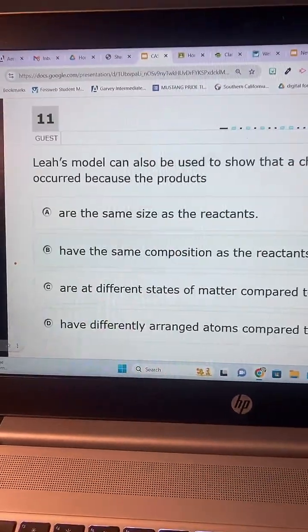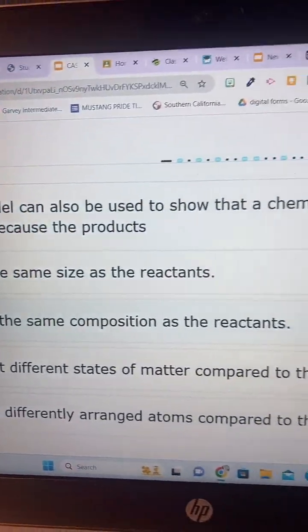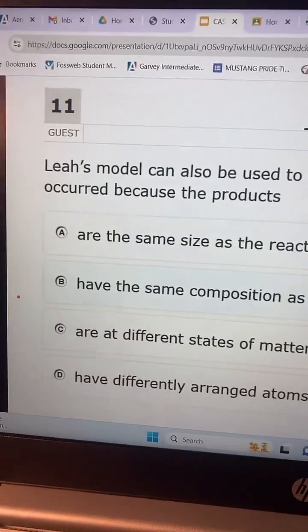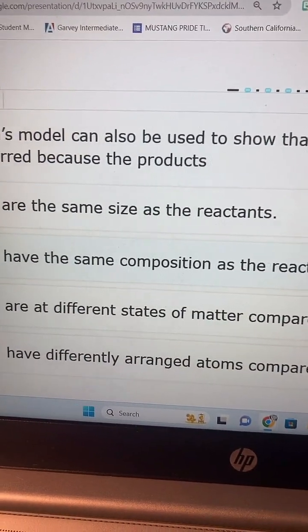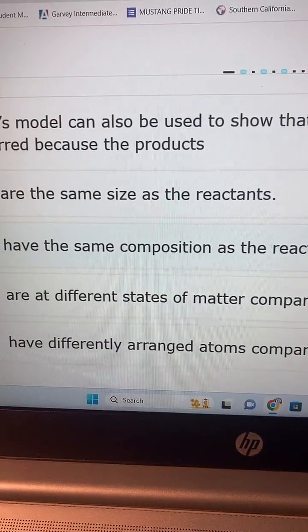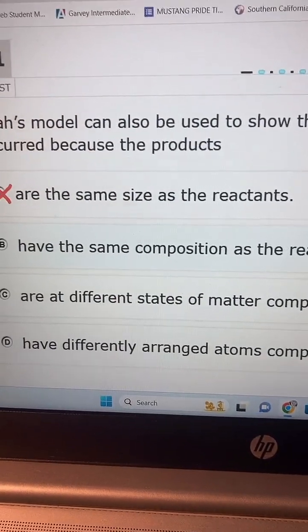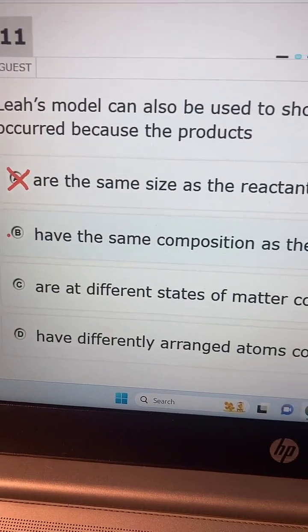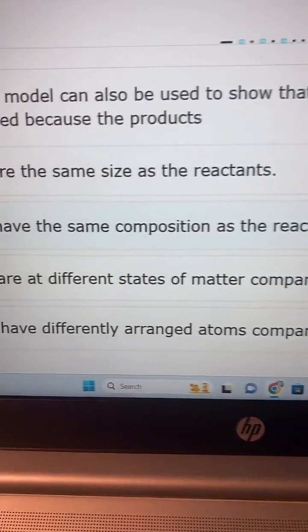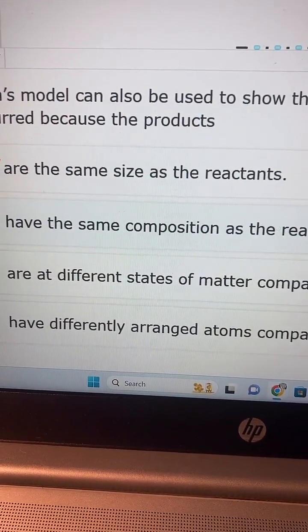Let's look at the last problem. Leah's model can also be used to show that a chemical reaction occurred because the products, what? Are they the same size as the reactants? Not necessarily. They could be different size. Small molecules can make big molecules. Big molecules can break up into small molecules. Do they have the same composition as the reactants? No. The whole point is you have different molecules.